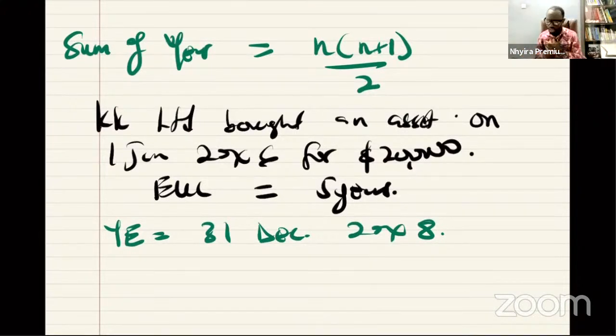So KK Limited bought an asset on 1st January 20x6 for 200,000. It looks like I like the zeros a lot. Let's just make it 20,000. And the economic useful life is 5 years. In relation to that, we use the sum of year digits. If you are doing the sum of year digits, the way you present this is very simple.